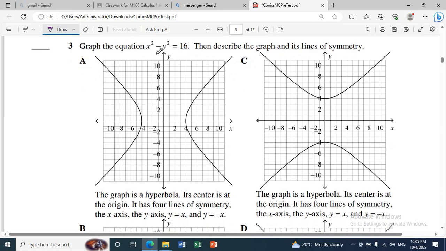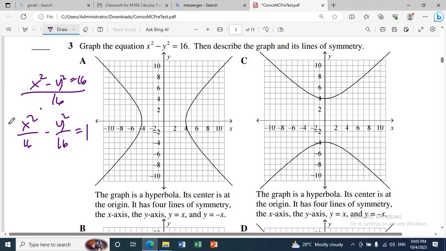Graph the equation. So it's a minus x squared minus y squared is equal to 16. This is hyperbola. So if we divide both sides by 16, this will be x squared over 16 minus y squared over 16 is equal to 1. So it's a hyperbola. Now what's the opening of this? Since this one is the one which is positive, ito yung positive. Therefore, the opening is left and right because our basis is the positive variable. And this time, it's x. It's opening left and right.